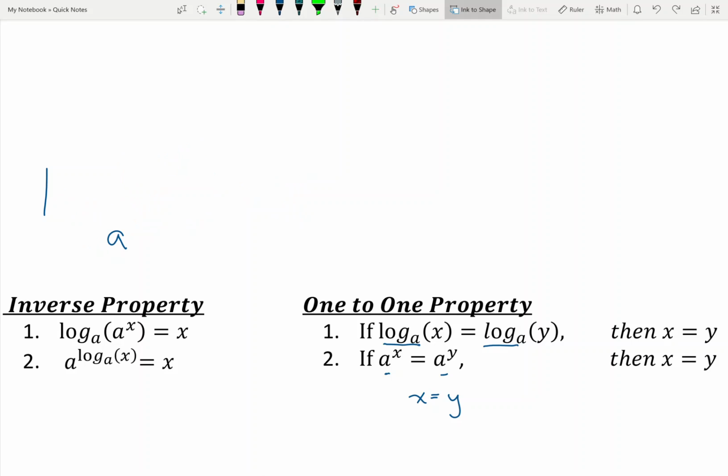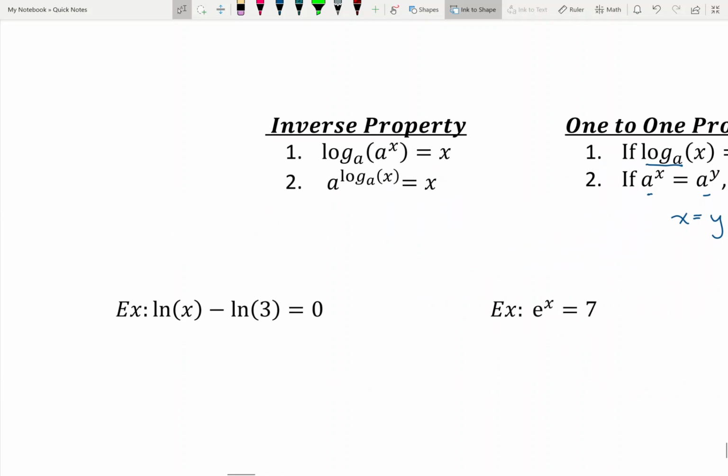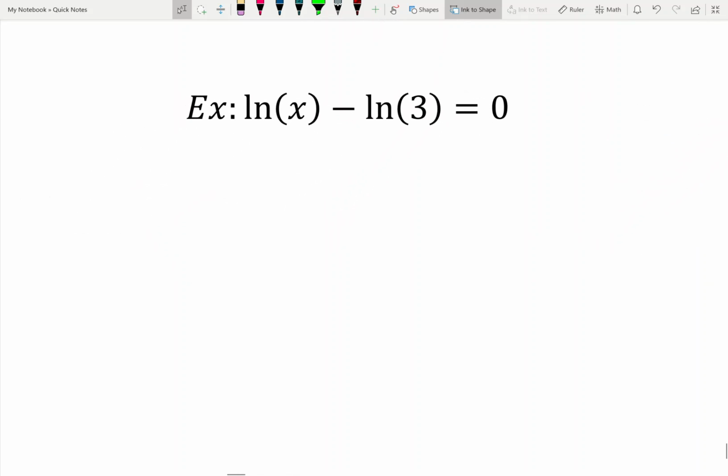Let's look at some really basic examples, and then we'll look at word problems, which are always fun, right? Alrighty, so example 1. We have ln of x minus ln of 3, and the whole thing equals 0. Our goal here is to solve for x. Remember what ln is first. It's not important to the question, but ln is equal to log base e, Euler's number. So right now we have log base e of x minus log base e of 3 equals 0.